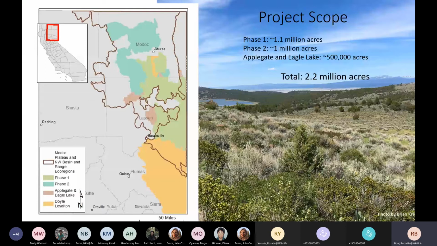And then just for your information, we also have the Doyle-Loyalton mapping project that started in 2019, which is just to the south in orange. It's not fully shown here. This project is currently in progress and mostly outside the focal ecoregions and the scope of today's discussion, but just know that it's in progress. Okay.